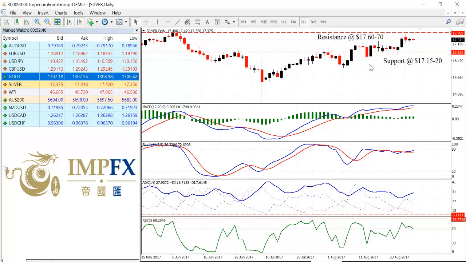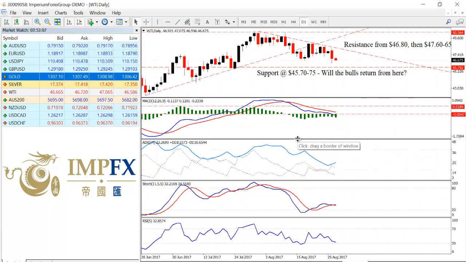The silver outlook also at this stage is buckling, and I do expect to see the market retreat from 17.60-70, and look towards the support at 17.15-20 and reassess from there. With the technical implications also, like gold, swaying more of a bearish sentiment, I do expect to see little upside attempts today.